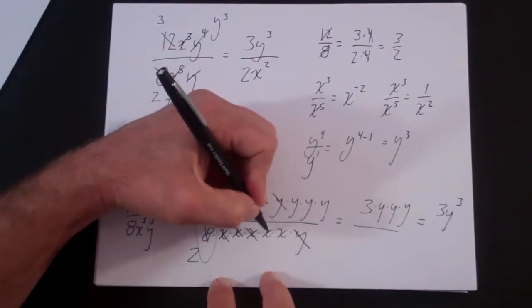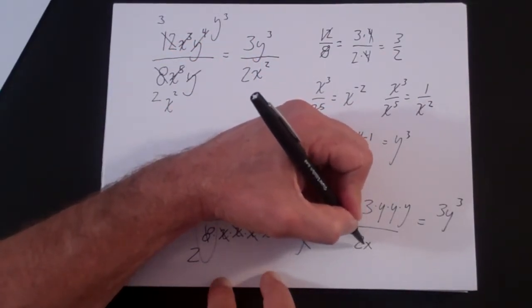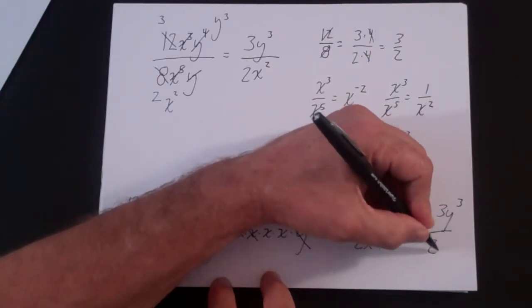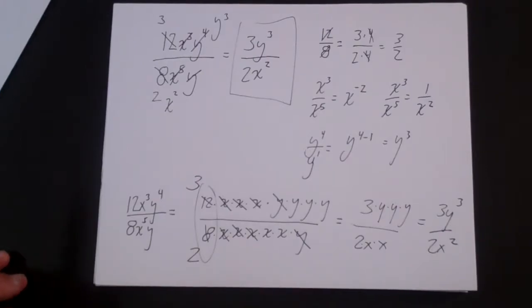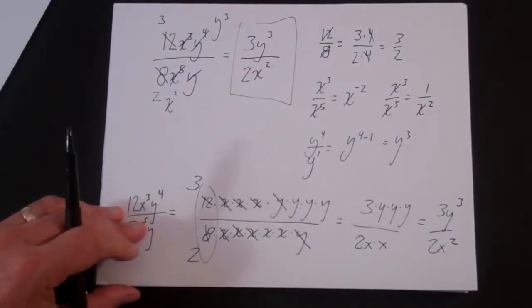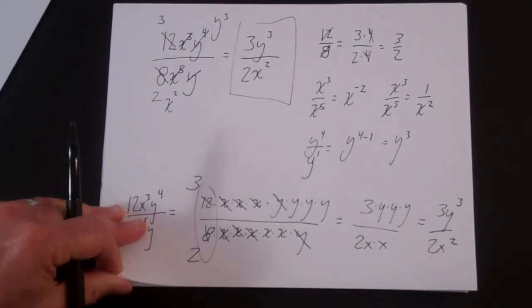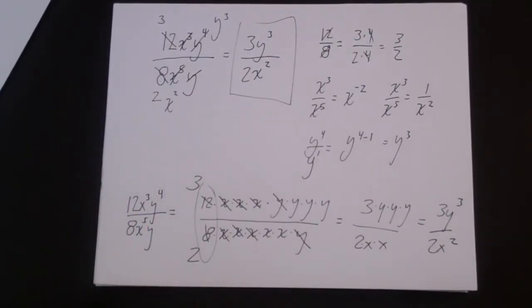Here you have a 2 and 2 x's, so that's 2 times x times x, which is 2x squared, which is exactly the problem we had before. Anyway, there's some simple examples, and if you watch the following video, part 3, we'll go over a few more complicated examples.